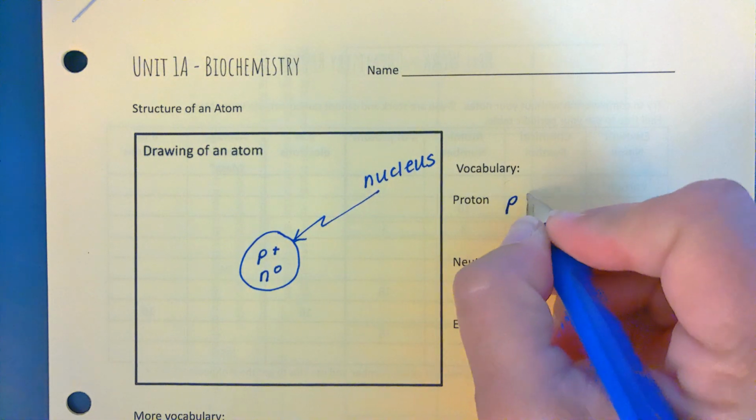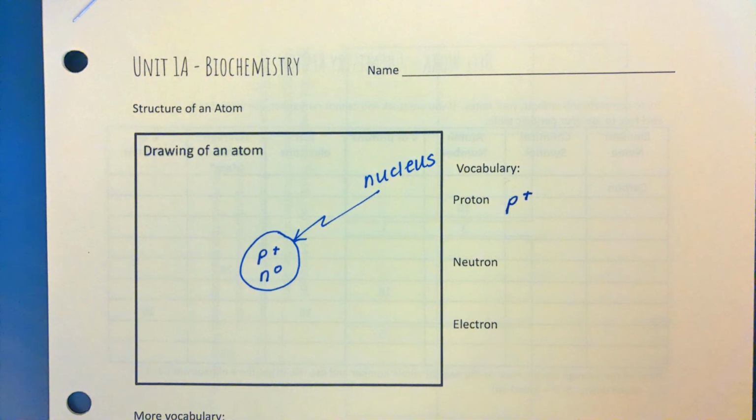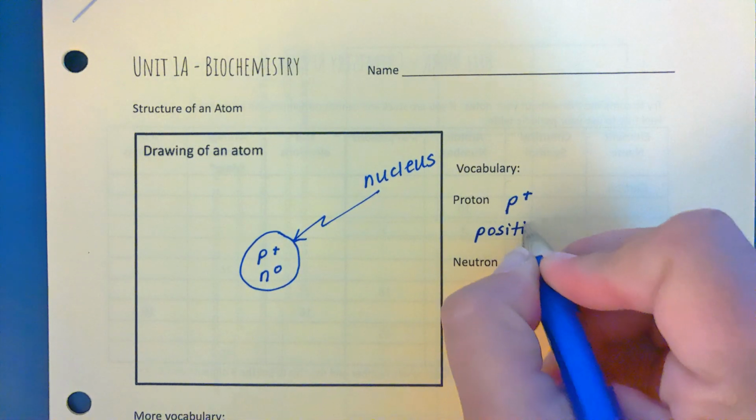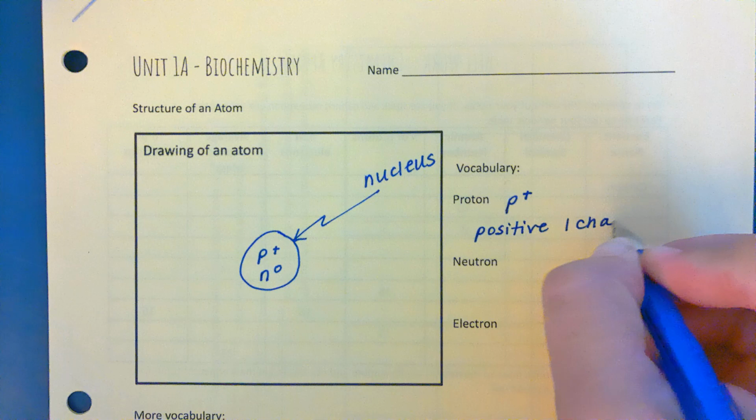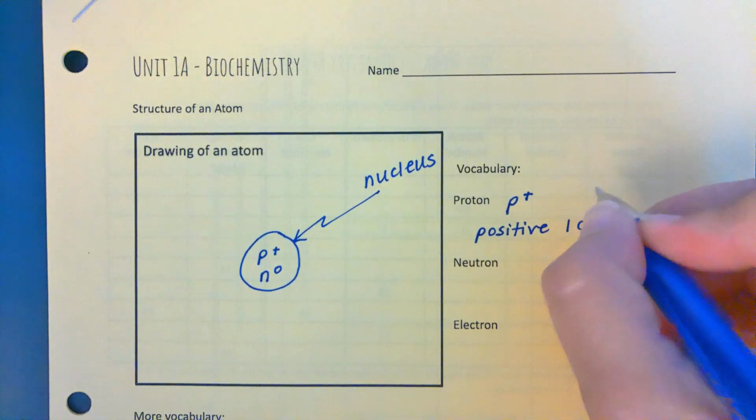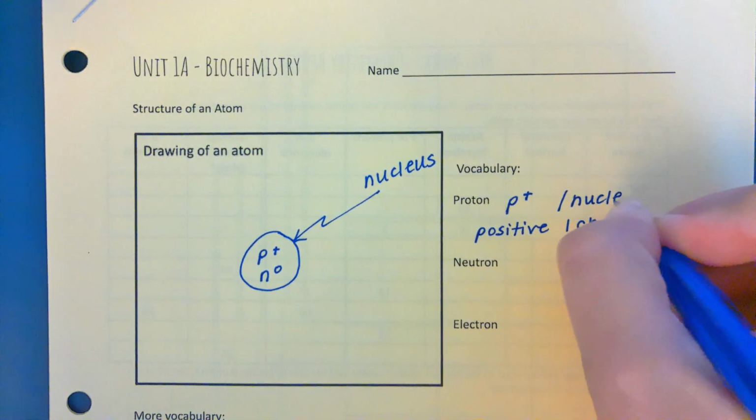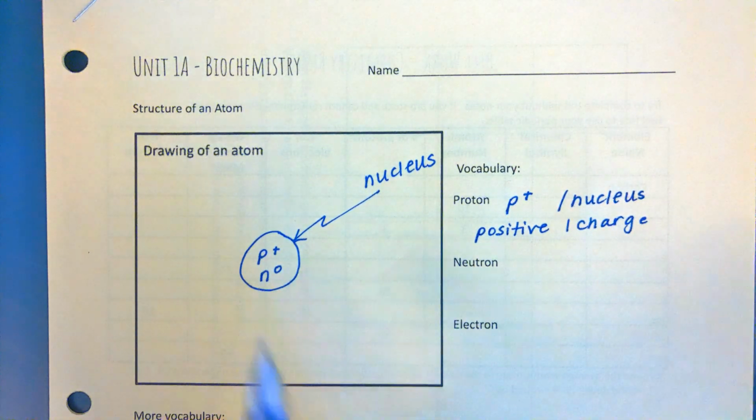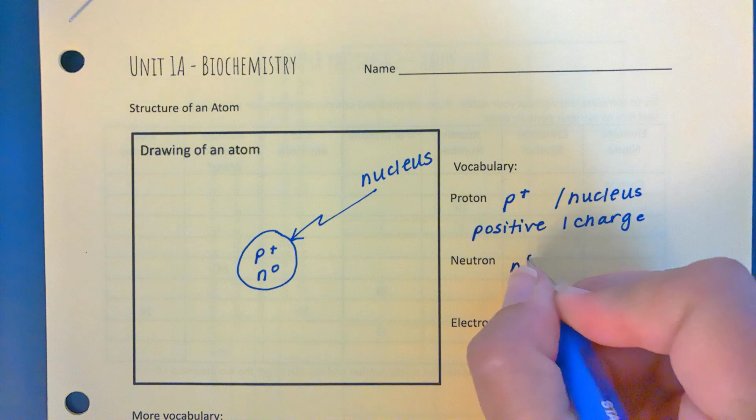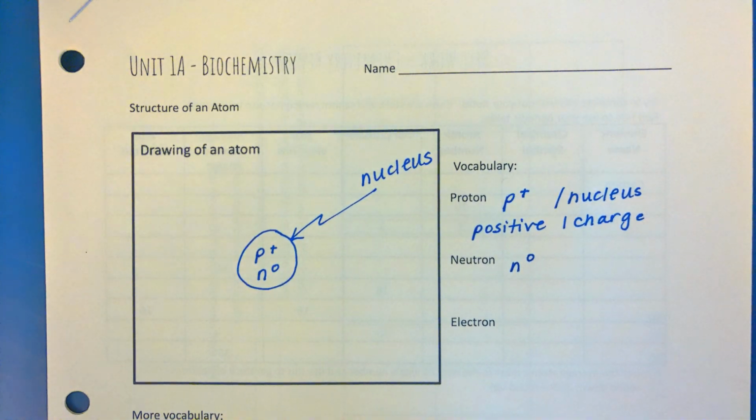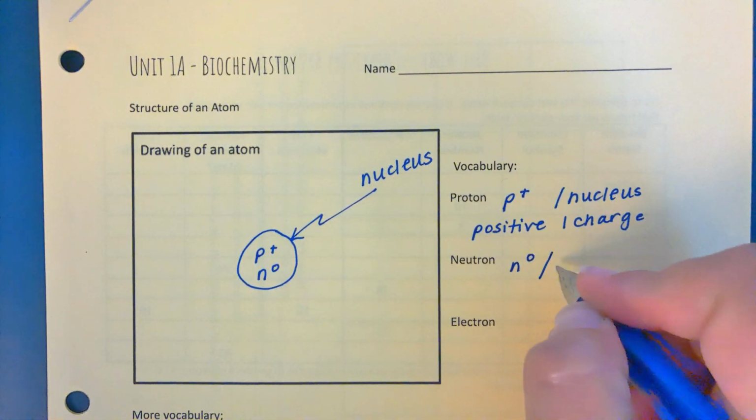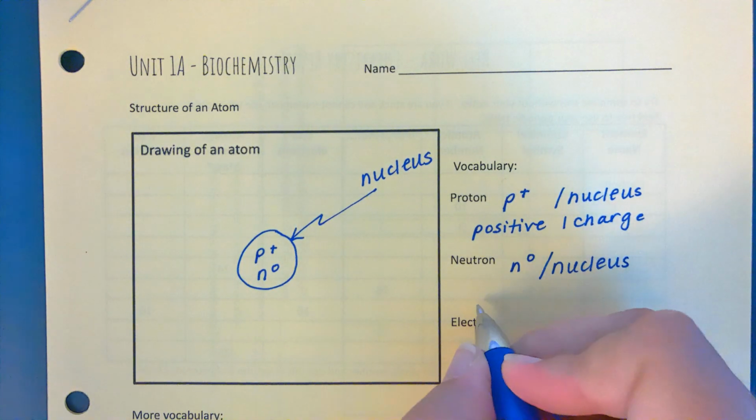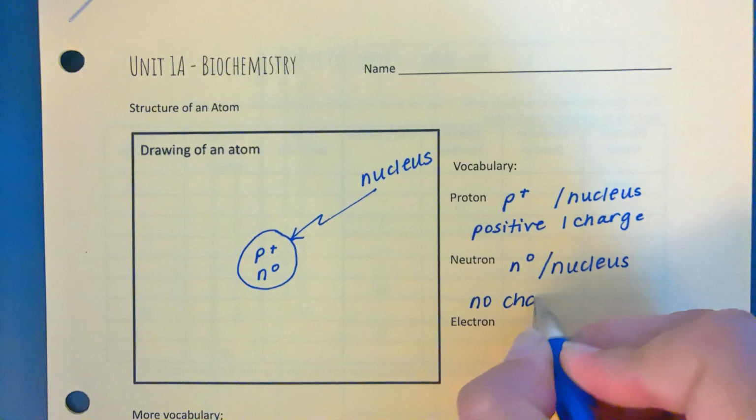The symbol that we just used for a proton is a lowercase p with a superscript plus sign. They have a positive 1 charge. And as we just noted, they are located in the nucleus. In addition to the proton, we have the neutron. Again, the symbol is a lowercase n with a superscript 0, also located in the nucleus. And you can guess that that 0 represents no charge.